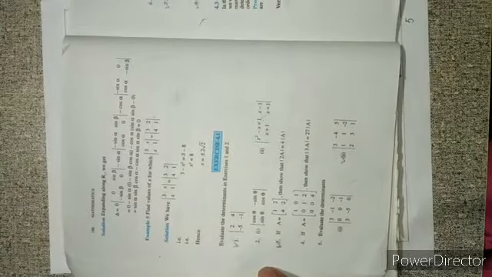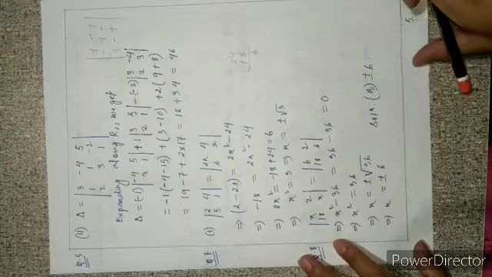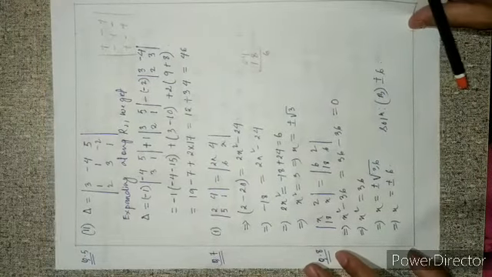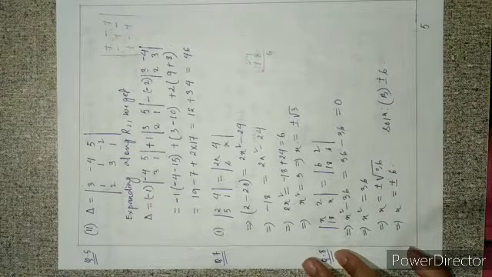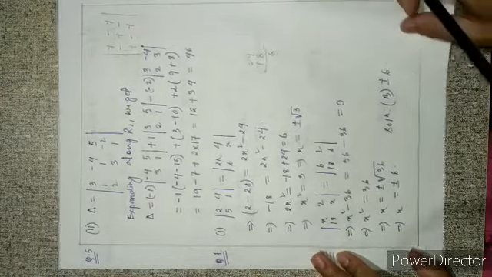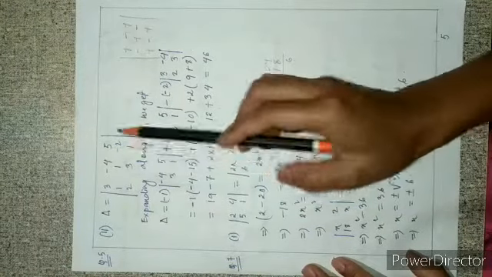Next question, question number 5. Evaluate the determinants. We have Roman numbers 1, 2, 3, and 4, and we will do Roman number 2. We can expand any determinant along any row or any column. Here, we will expand along the second row.